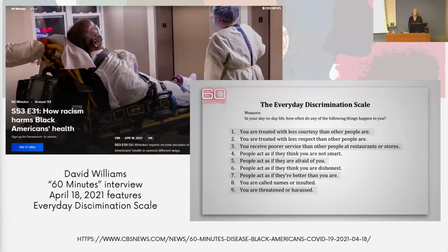You are treated with less courtesy than other people, less respect than other people. You receive poorer service. People act as if they think you're not smart. They are afraid of you. They think you are dishonest. They act as if they're better than you are. You are called names or insulted, or you are threatened or harassed. All experiences in everyday life in many institutional settings that minoritized individuals could face. And this everyday discrimination scale has been used as is. It's been adapted by many researchers across the country and the world.